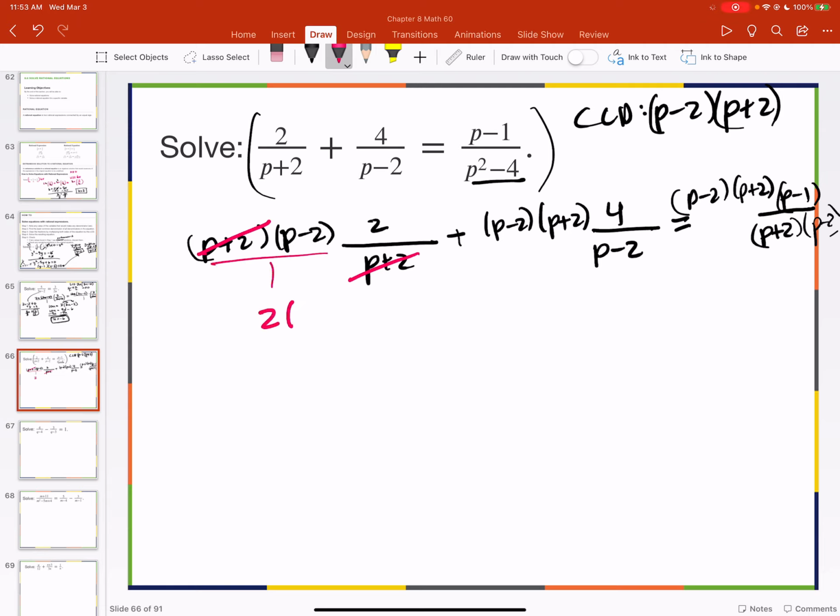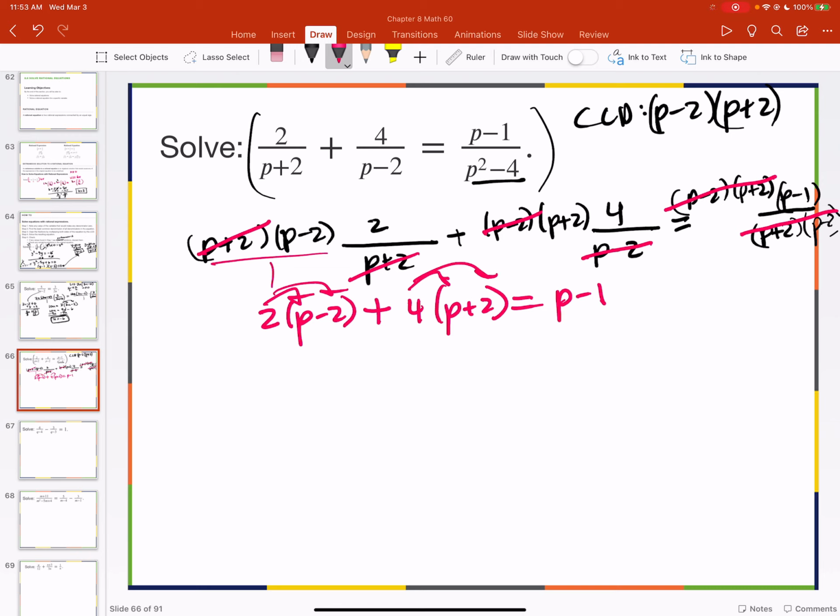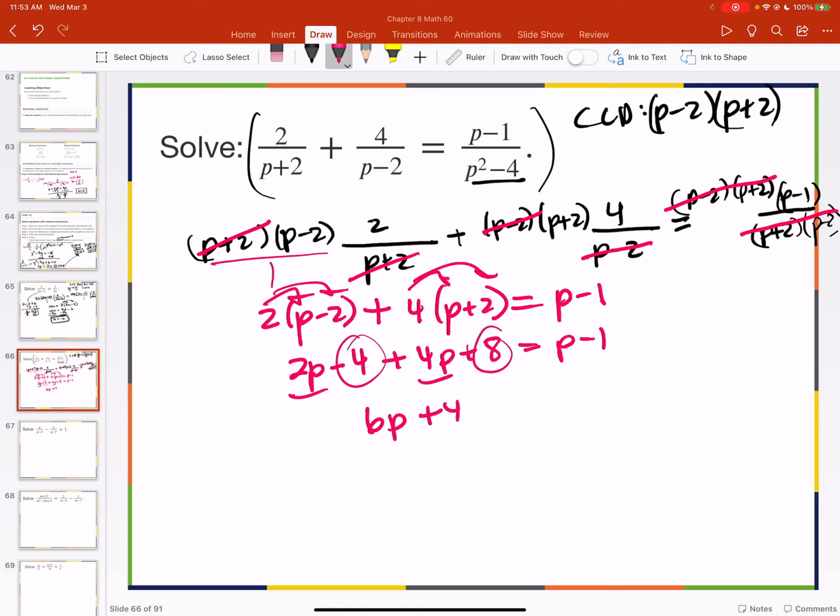So 2 times, canceling that out, p minus 2 for the first term, plus, here the p minus 2's cancel out, so you get 4 times p plus 2, equals, here the entire LCD gets canceled out, and you get p minus 1. So let's distribute and that fun stuff. Okay, so we get 2p minus 4 plus 4p plus 8 is equal to p minus 1. Let's combine like terms. We get 6p, and these combine to positive 4, is equal to p minus 1.